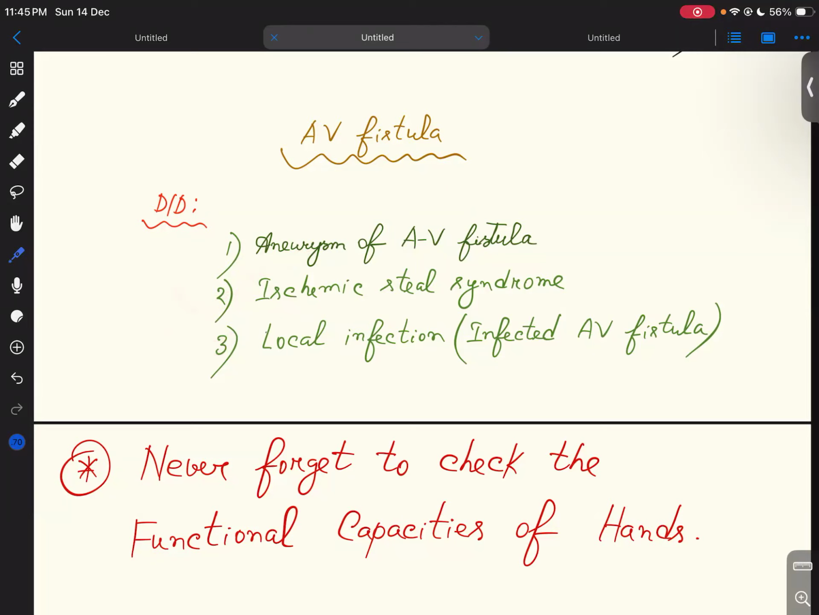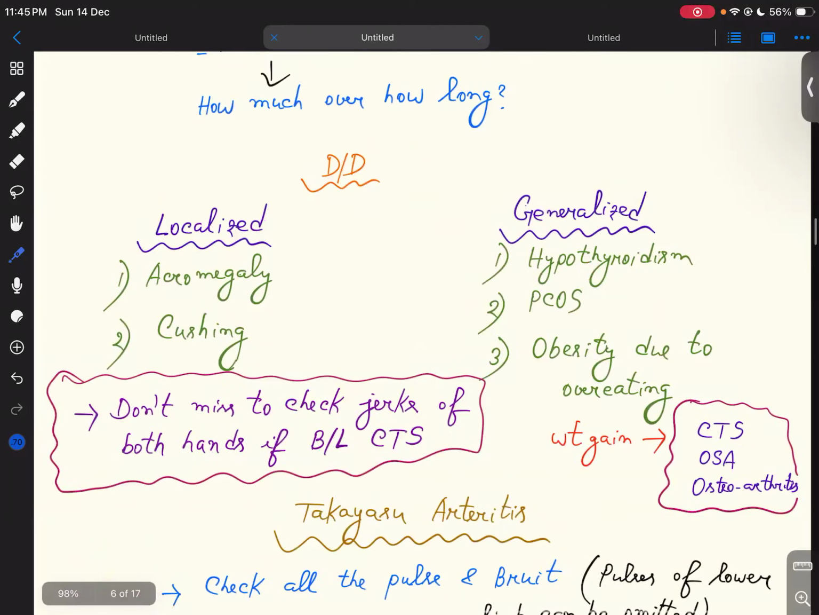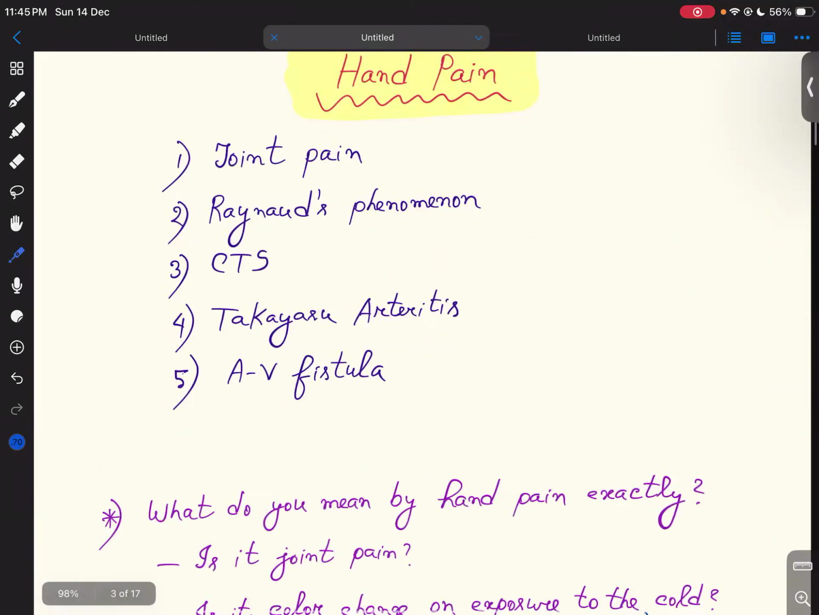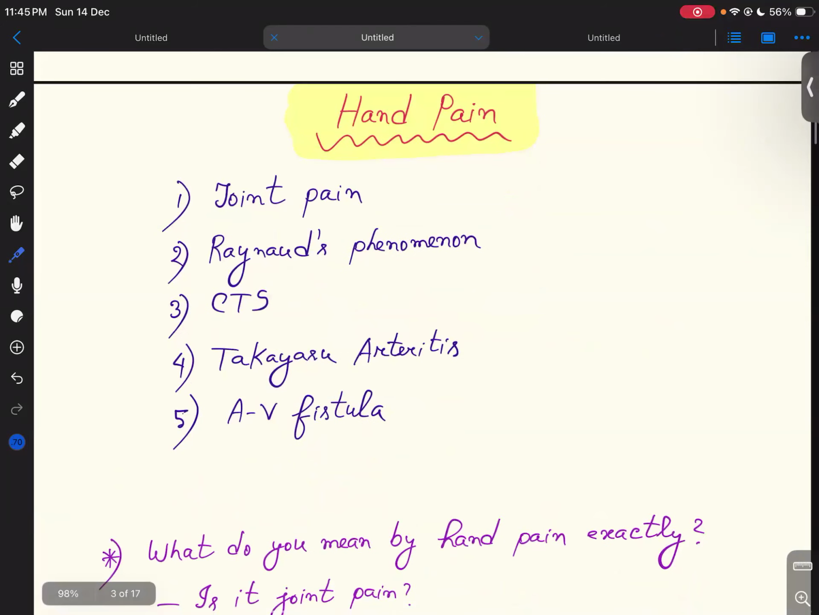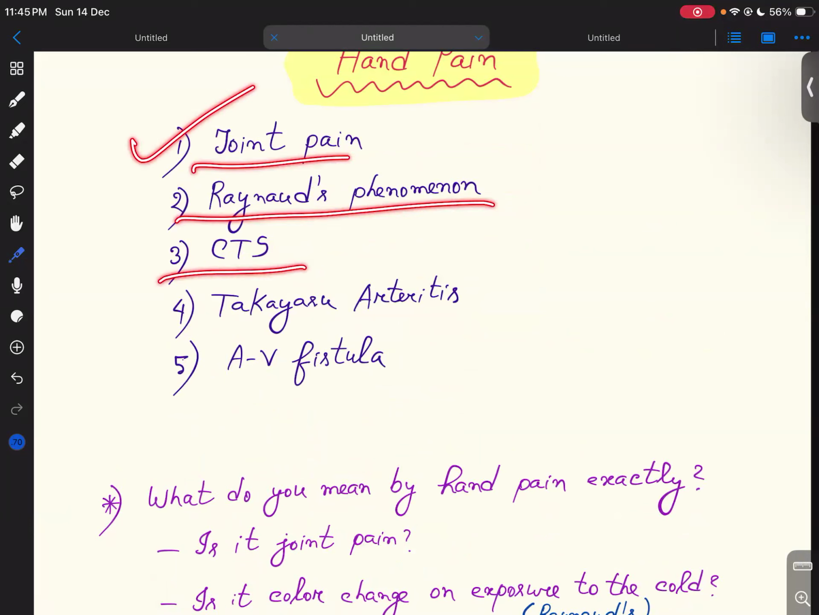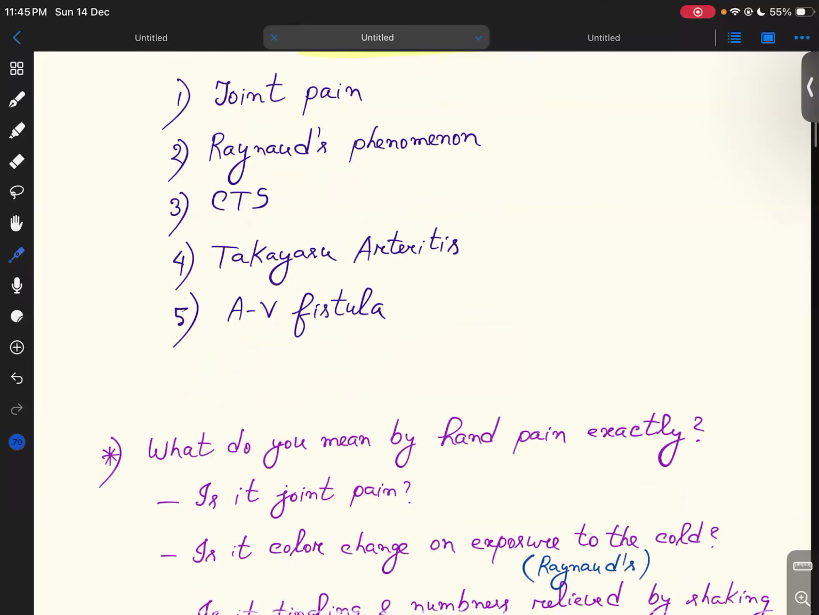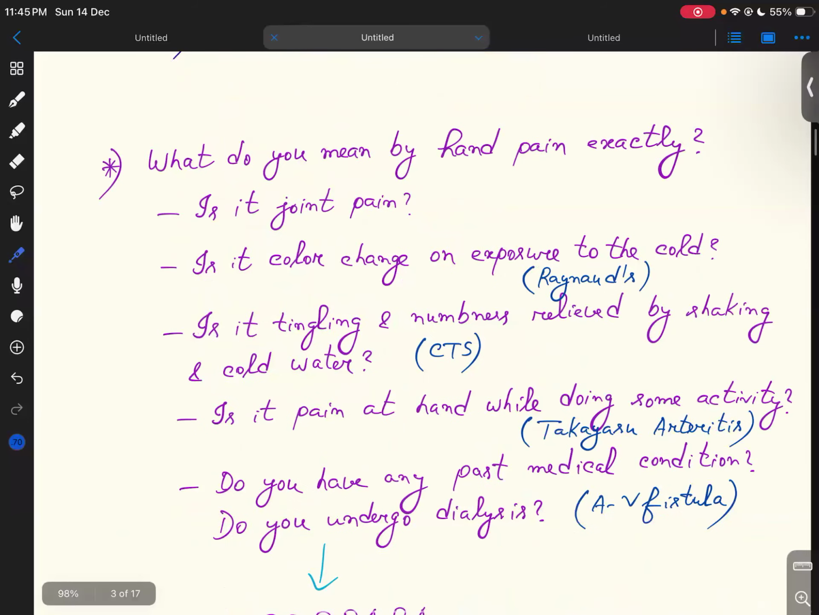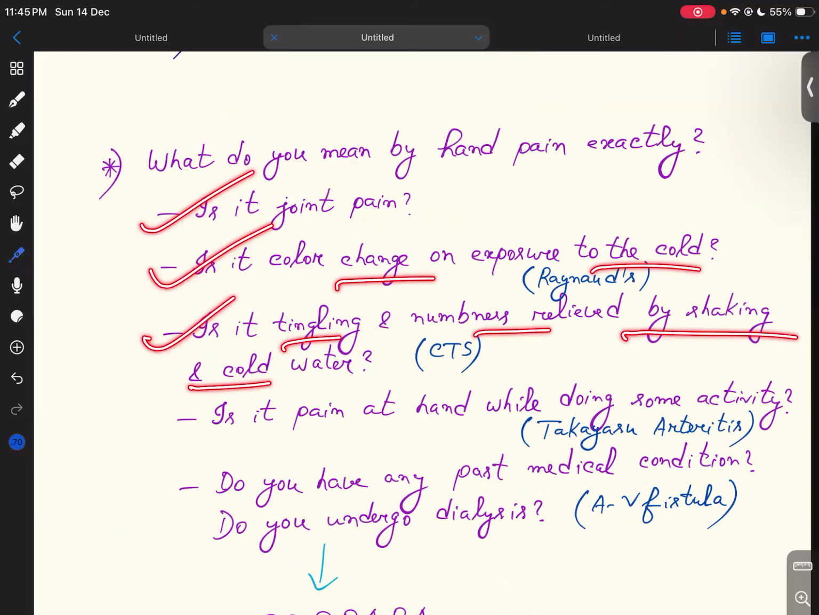Yes. Okay. So another candidate has also asked a question: what are the differential diagnoses for hand pain? I'm telling again, for the PACES exam, these are the 5 differential diagnoses: joint pain, Raynaud's phenomenon, carpal tunnel syndrome, Takayasu arteritis, and AV fistula. After entering the station, our first question will be, what do you mean by hand pain exactly? Is it joint pain? Is it color change on exposure to cold? Or is it tingling and numbness relieved by shaking and cold water?